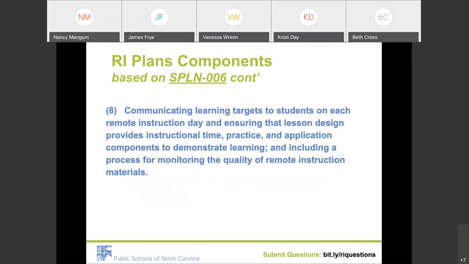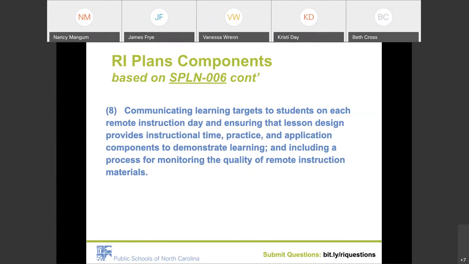The next instructional component is component eight. And component eight is communicating learning targets to students on each remote instruction day and ensuring that the lesson design provides instructional time, practice, application to demonstrate learning, including a process for monitoring. So the most important thing here is all students have to have clear learning targets, particularly when they are remote. I call it my Hansel and Gretel framework, because you need to lay out as many breadcrumbs as possible. So when students are separated from you by time or space, they know exactly what they need to do.